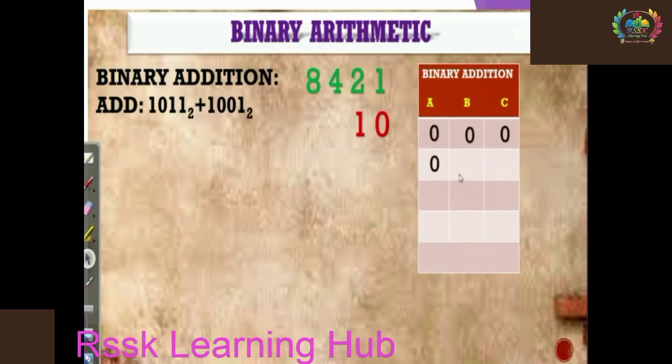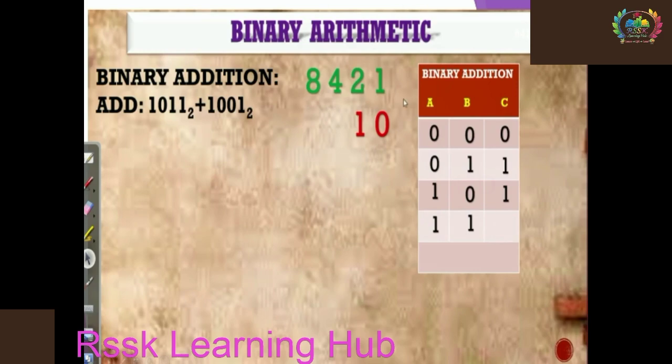So 0 0 means it will be 0. So 0 1 means the answer will be 1. 1 0 means 1. 1 1 means it should be 0. I already told you 1 1 should be represented like 10. So 0 you can keep here and the carry, you have to keep 1.